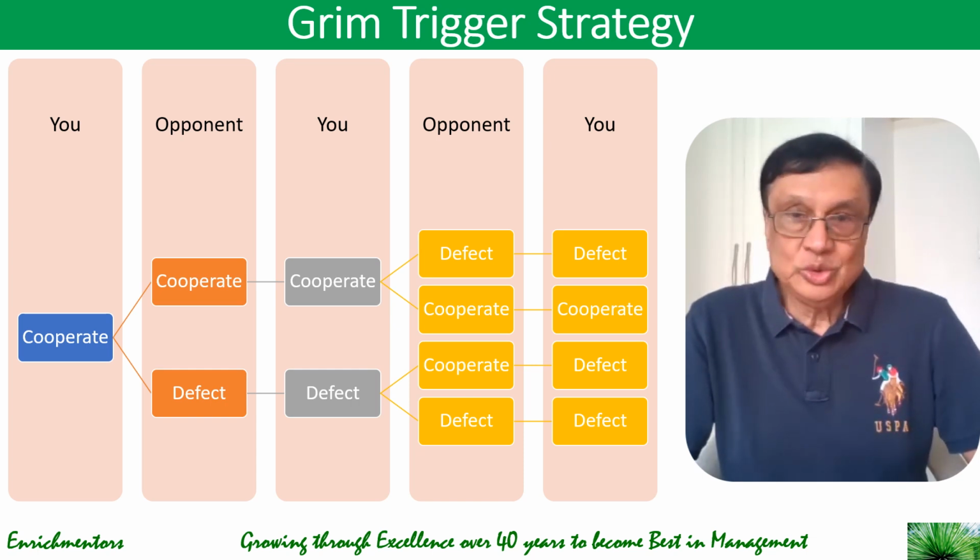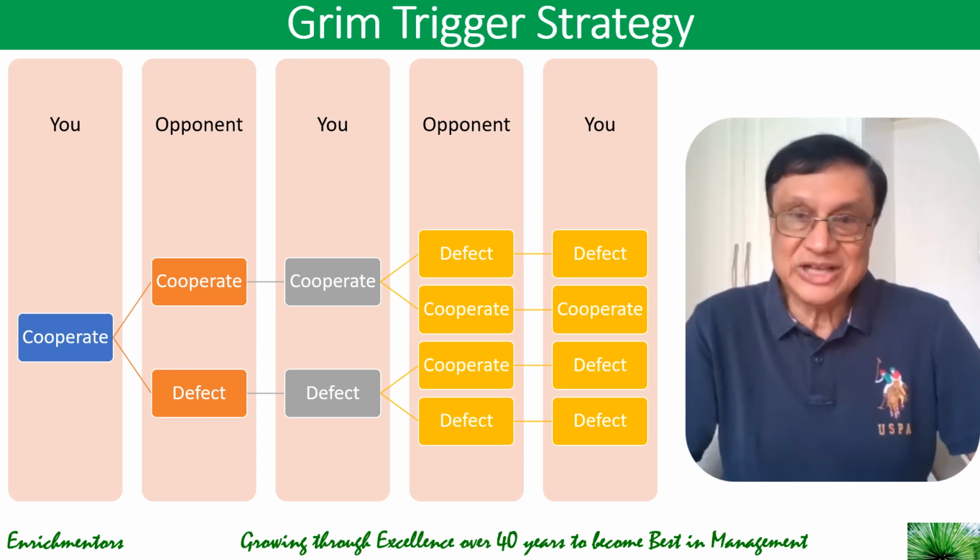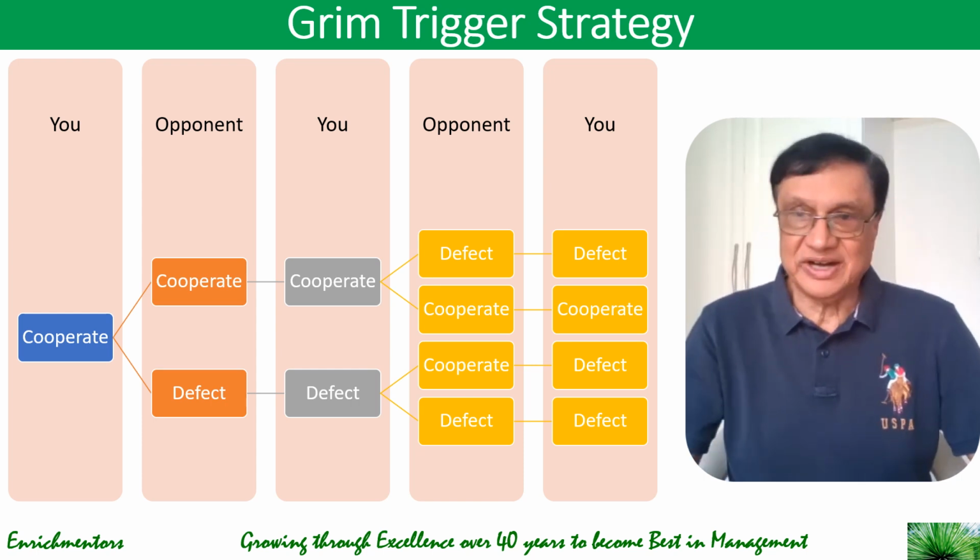Now, the opponent can do two things: either cooperate or defect. Now, if the opponent cooperates, you still defect. And that's what is meant by cooperate till the opponent cooperates. And once he or she starts defecting, you defect forever. So it's a very harsh punishment for defection for the opponent. So you continue to defect, right? So that's a grim trigger strategy.